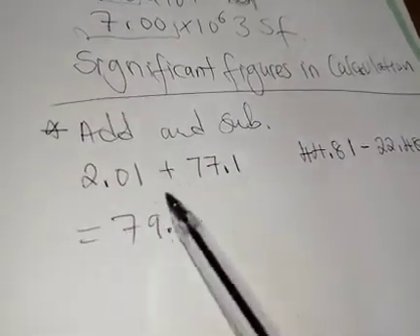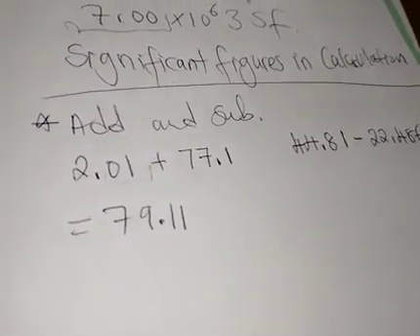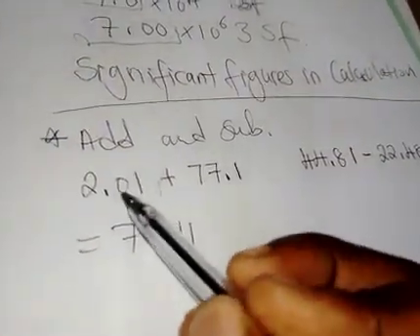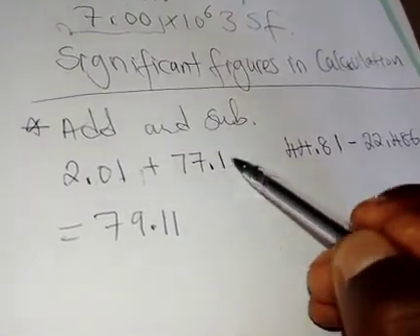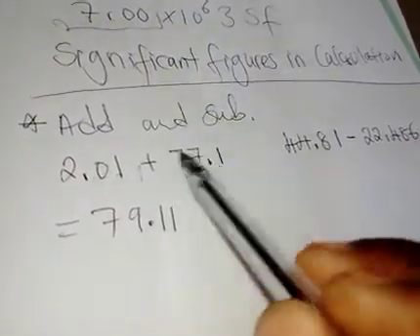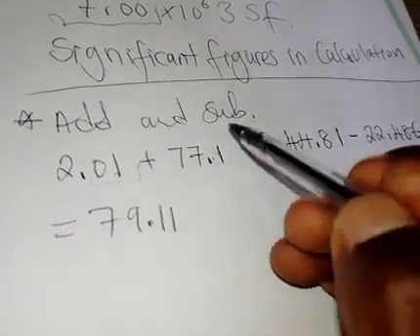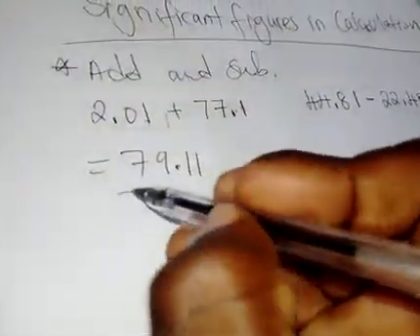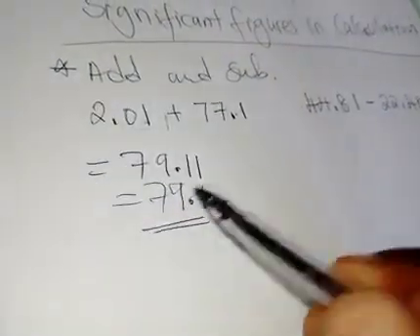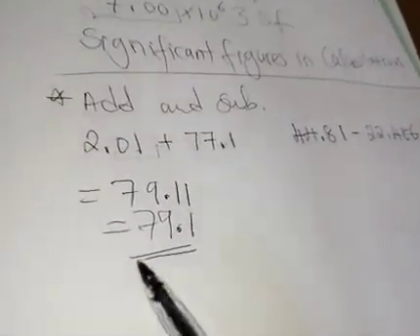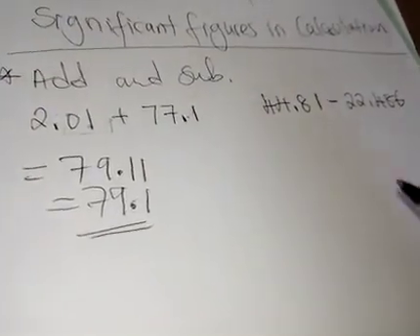So we're adding 2.01. How many decimal places does this one have? It has 2 decimal places. Then 77.1 is just 1 decimal place. So you check which one has the least decimal places, which is 1 decimal place. So this implies that the final answer should be reported exactly to 1 decimal place, 79.1. Okay, so that's a rule for addition and subtraction.